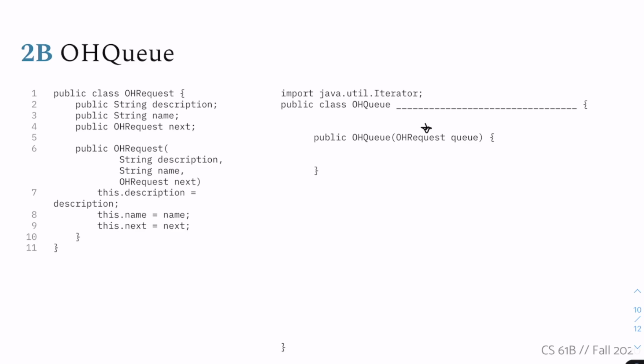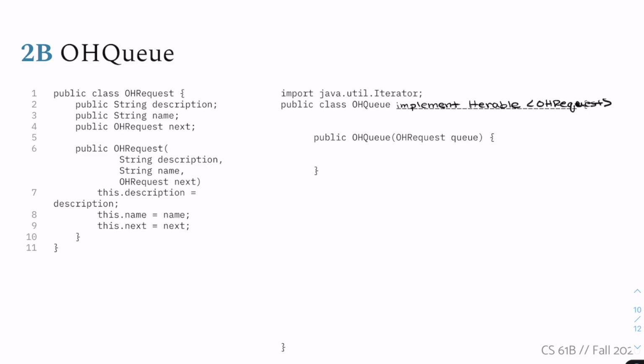So the first thing, like I said before we started, was we have to implement Iterable up here. So I'll get that out of the way. And so what type of iterator are we returning? We're returning an office hour request iterator. So that's what we put in those brackets.